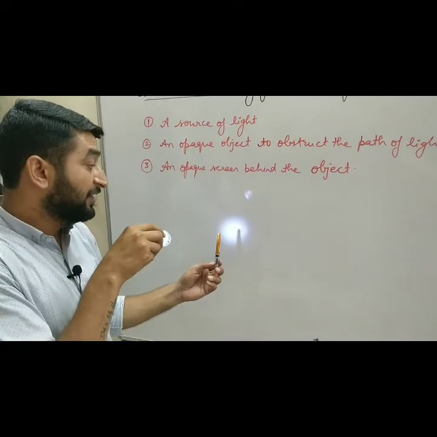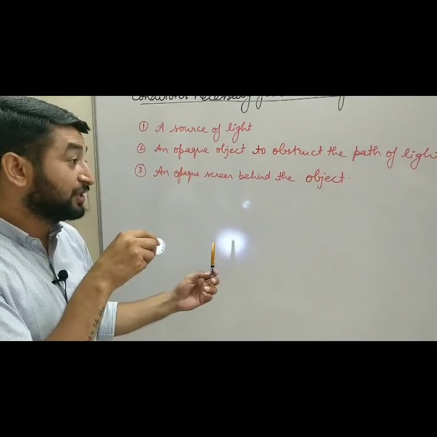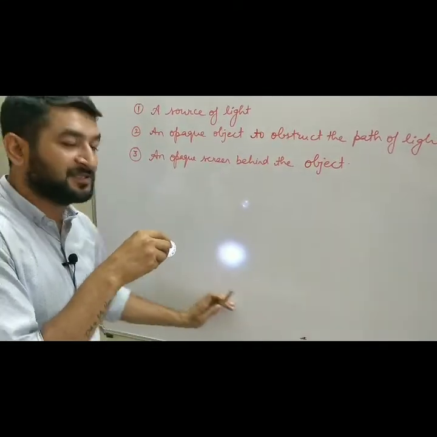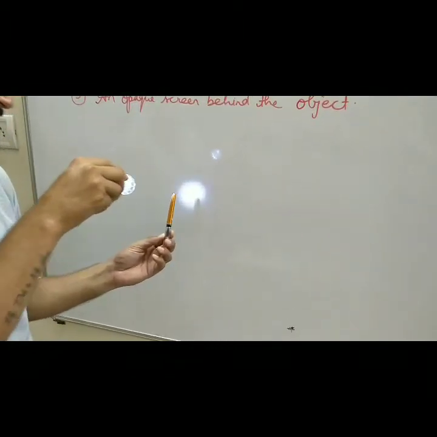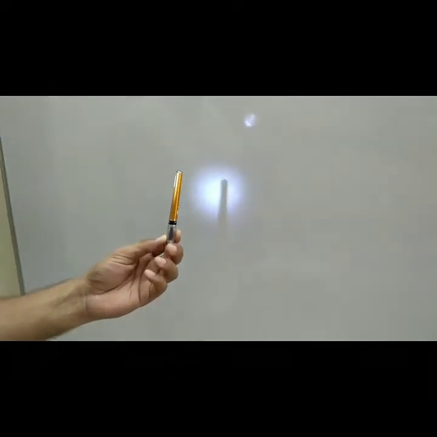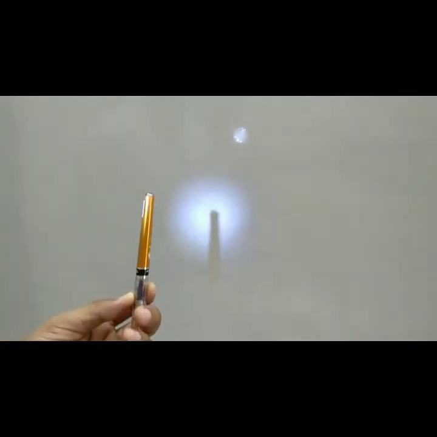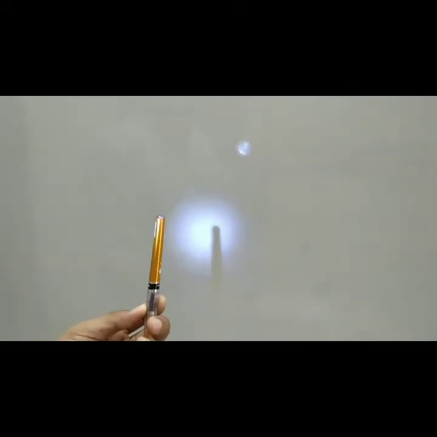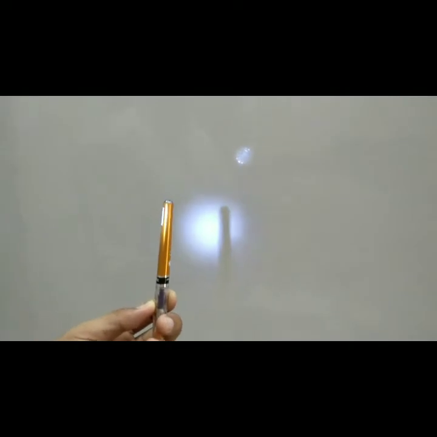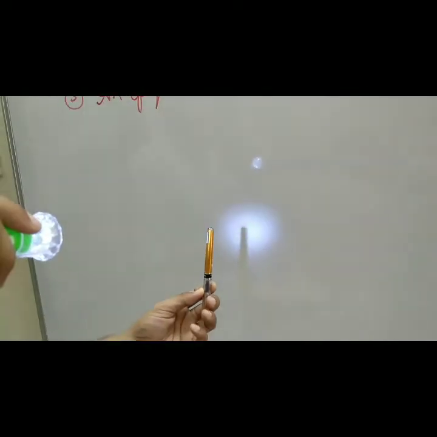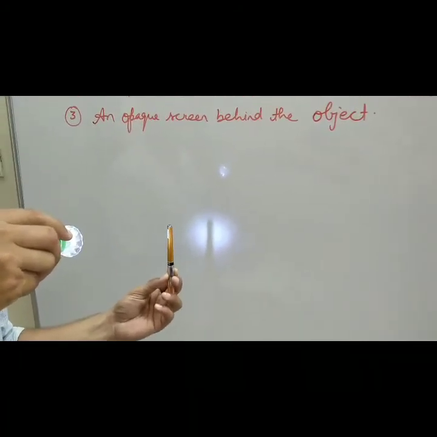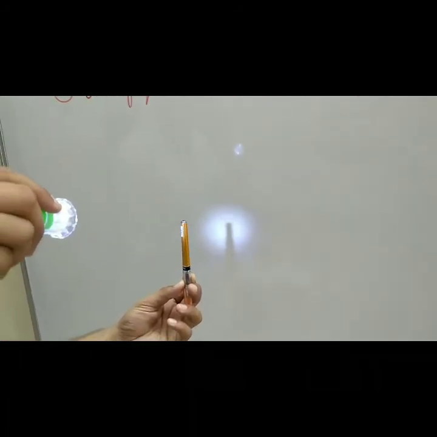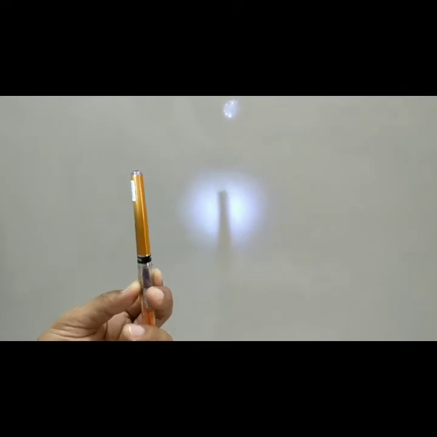Whereas if I bring this setup in front of an opaque screen, this is an opaque screen, now the shadow is formed. Look at the board, the black color pen is visible near the board at this place. It's moving. It is the shadow that is moving along with the pen. So this is the source of light in my hand, this is the opaque object that is the pen in my hand, this is the opaque screen on which this black shadow is formed.